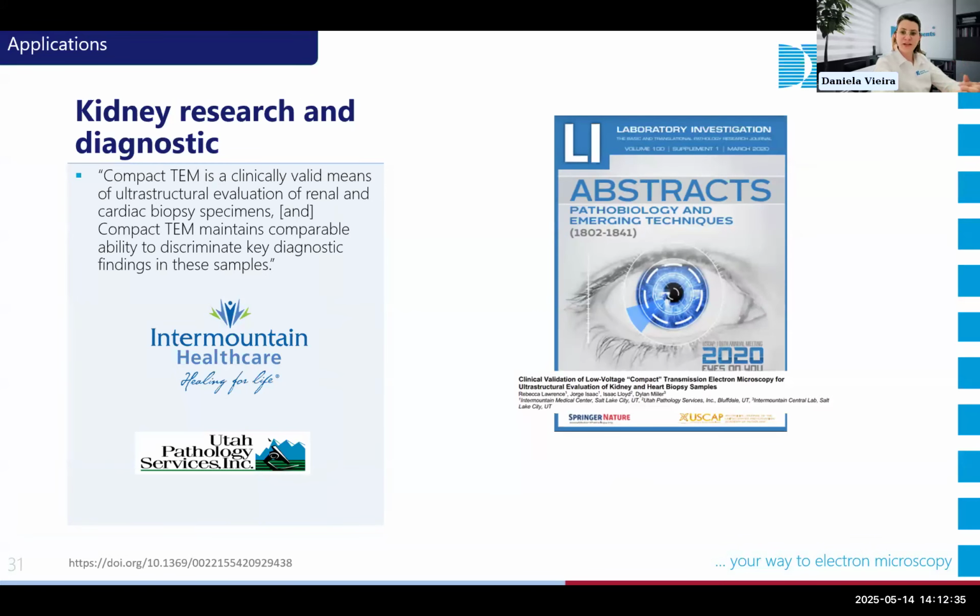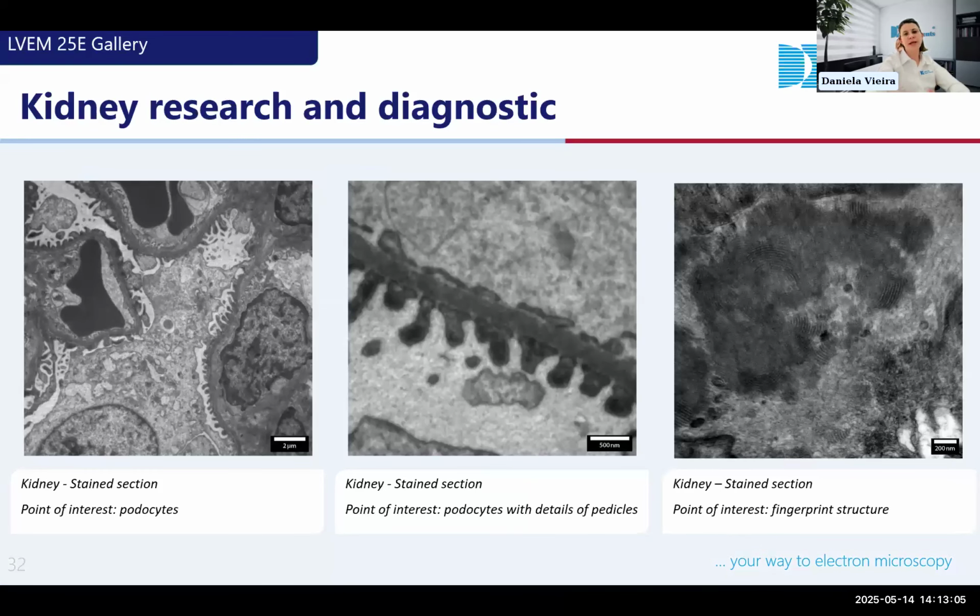And just one more example is from USCAP. This is the clinical validation of low voltage compact transmission electron microscopy for ultrastructural evaluation of kidney and heart biopsies. And in this work, they concluded that low voltage electron microscopy indeed can replace high voltage TEM systems for renal and cardiac biopsy specimens. And a few images showing kidney sections where we have different points of interest: podocytes, some details of the pedicels, and the last one, the fingerprint structure.